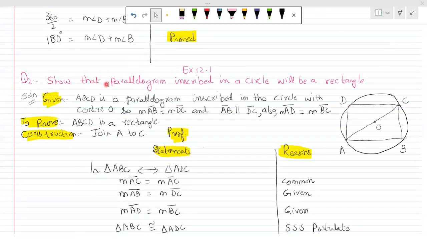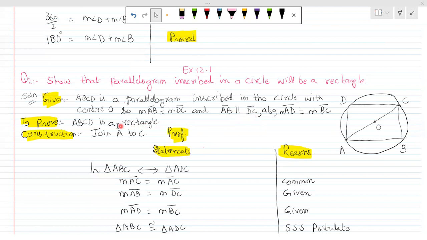Now, question number 2 from exercise 12.1: show that a parallelogram inscribed in a circle will be a rectangle. So we have a parallelogram ABCD, which is inscribed in this circle with center O, and as it is a parallelogram, its opposite sides will be congruent. So AB side is congruent to DC side, and AD side is congruent to BC side, and also opposite sides are parallel to each other, so AB is parallel to DC.